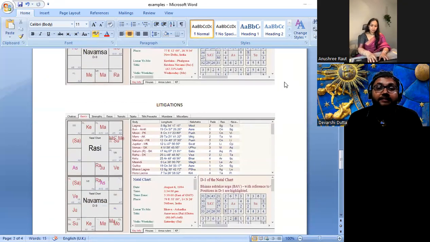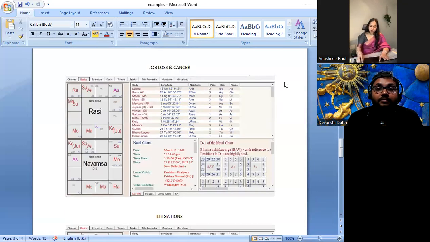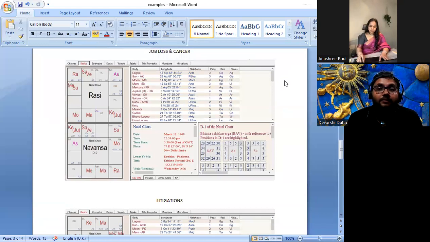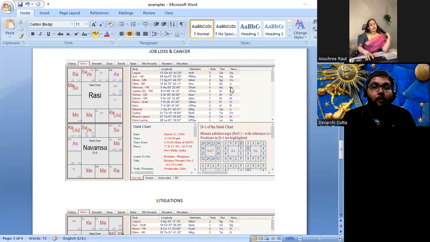This is job loss and cancer. Okay, so this one over here is Gemini Lagna and Moon is in the 7th house. If you see, Saturn is Darakaraka, money bringer. It is also spouse. It is in Ashwini. So of course the person has financial issues, because Saturn is the natural karma karaka, work. It is giving him instability. So he's not working anymore. He lost his job. He's doing his own thing now.